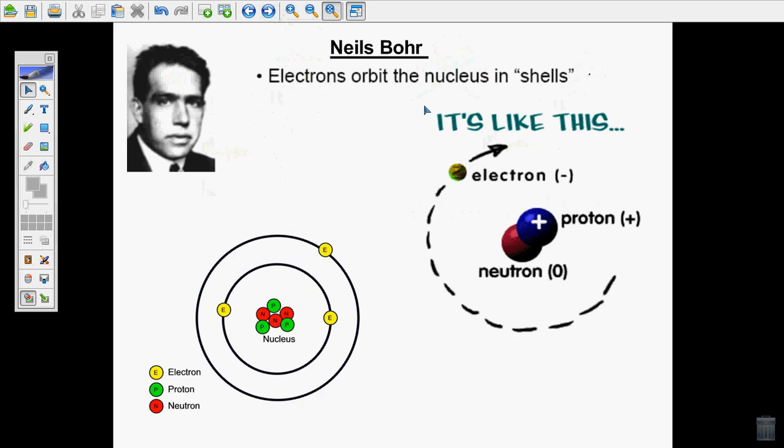Okay, our next scientist is Niels Bohr, and he came up with the atomic model, and sometimes it's referred to as the planetary model, where it has the nucleus made up of the protons and the neutrons, and the electrons orbit in shells around the nucleus. So we have the protons and the neutrons in the middle in the nucleus, and then around the outside we have the electrons in different energy shells.